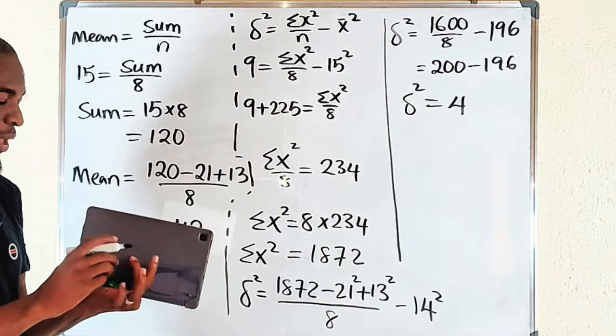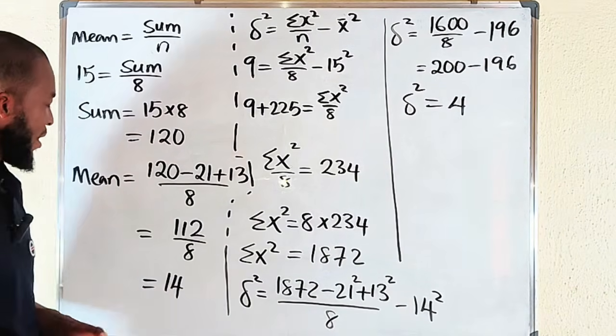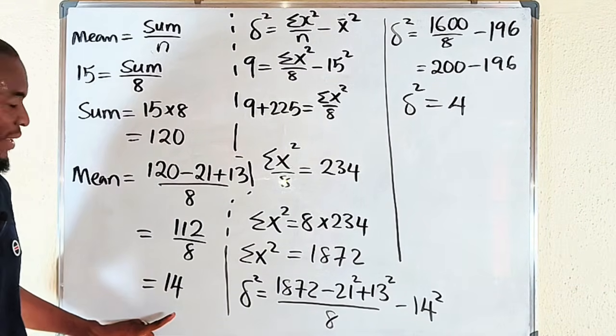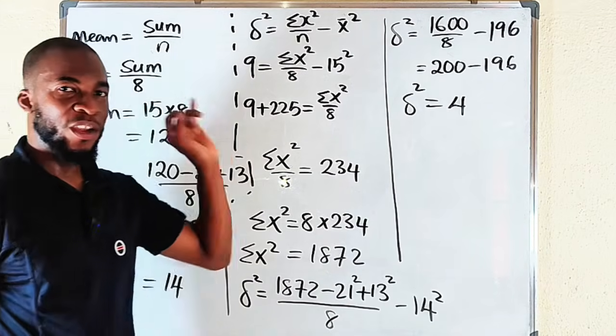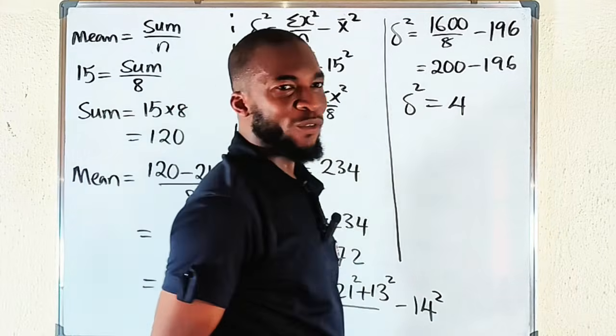So you can see that we are able to compute for the actual mean and the actual variance. The wrong mean was 15. The actual mean is 14. The wrong variance was 9. The actual variance should be 4.